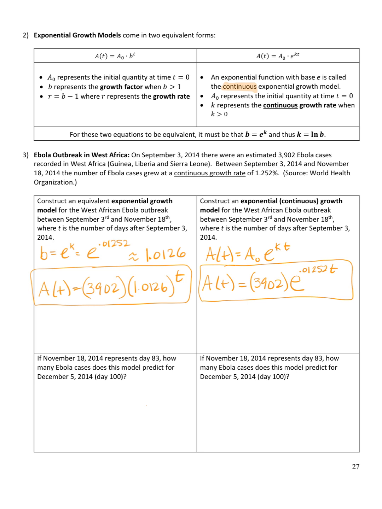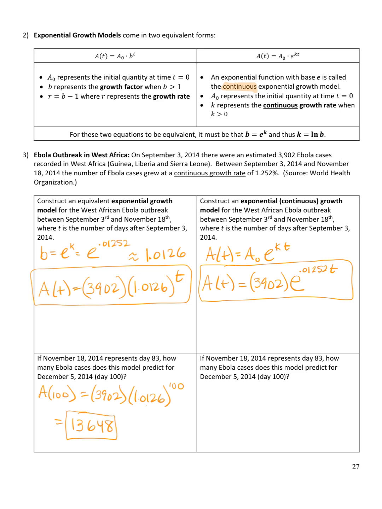Okay, November 18th represents day 83 of the outbreak. How many Ebola cases does this model predict for day 100, December 5th? So I'm going to use each of the two models and get a prediction for day 100. So A of 100 will be 3902 times 1.0126 to the 100. And that comes out to 13,648. We'll just round to the nearest whole number because it's number of cases, so we'll just leave it there.